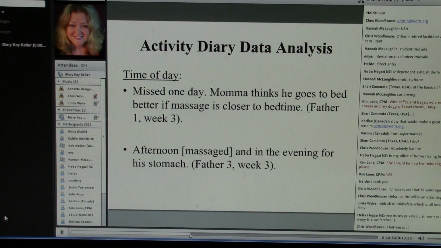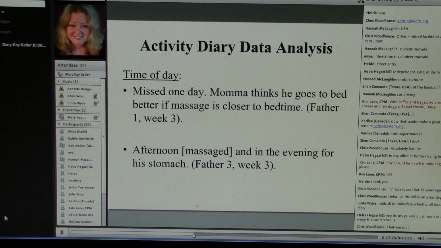So now I'm going into the results area and looking at the time of day. One of the things that became apparent right off the bat was that one of the fathers said something to the mother, and like I said, the mothers were not present at the time the babies were being massaged, but the mother made a comment to the father that she noticed that the baby sleeps better after massage, so this particular father decided to change the time of day that he was massaging the baby.